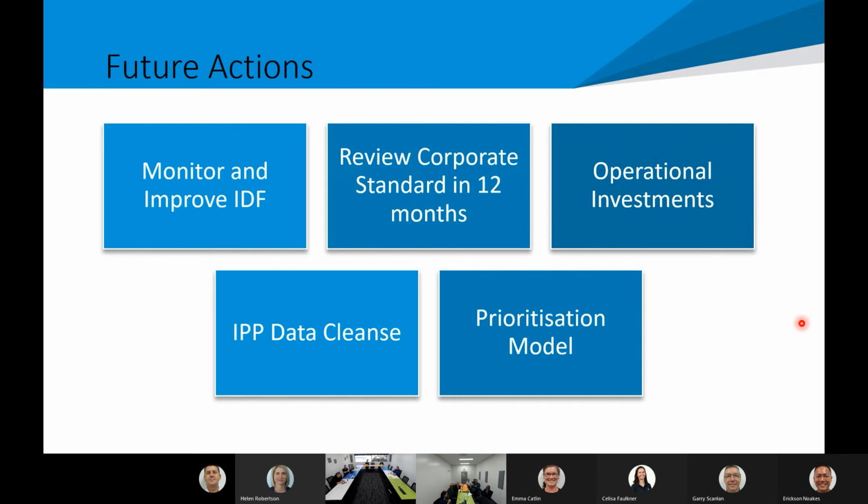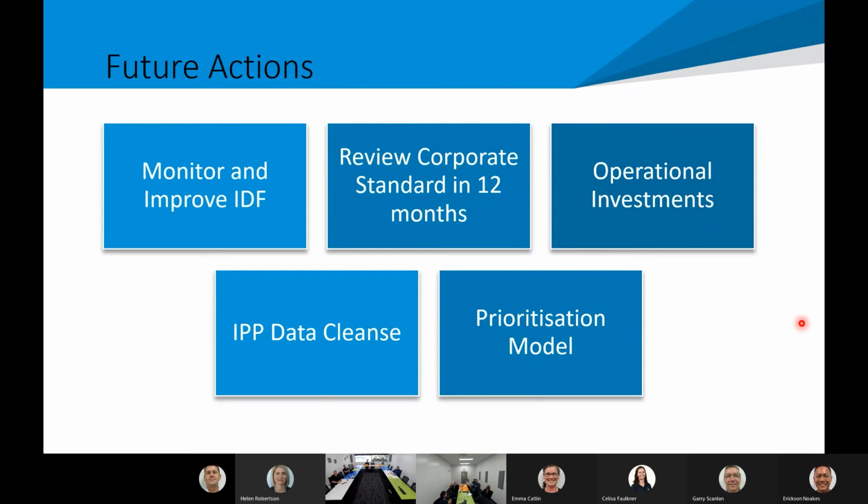The corporate standard has a review period of 12 months on it, so we've committed to review that in the next 12 months, and that will also help us with bringing on operational investments if there are any tweaks we need to make to ensure they can follow the IDF as well. Bringing online the operational investments is being led, I believe, by Sarah Hunter, but in their strategy and transformation business unit particularly.